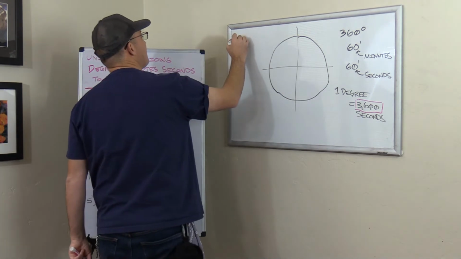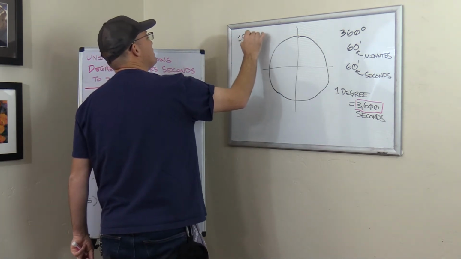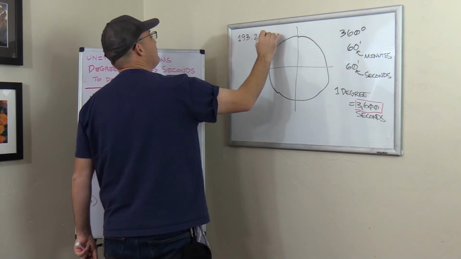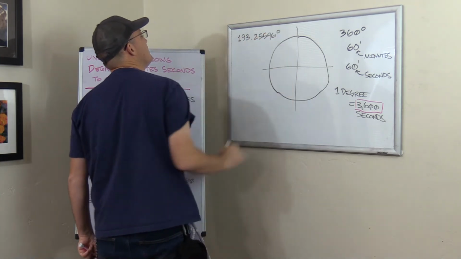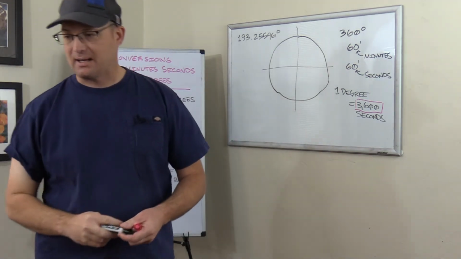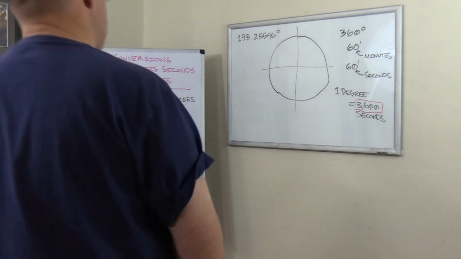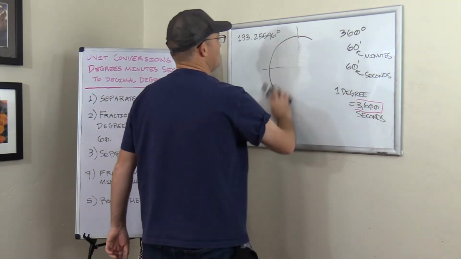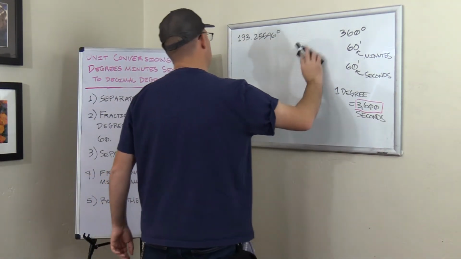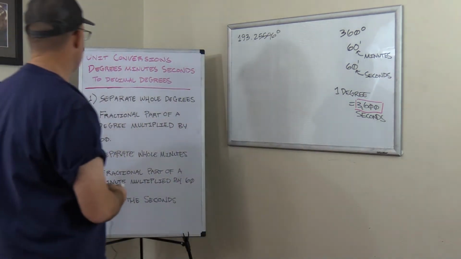Okay, so if I tell you I've got 193.25546 degrees, and we want to know what is that in degrees, minutes, and seconds. Okay, so I'm going to erase my lopsided potato-shaped circle over here. It looks more like a geoid than a circle. Okay, so let's do this math. We're going to just follow the steps.